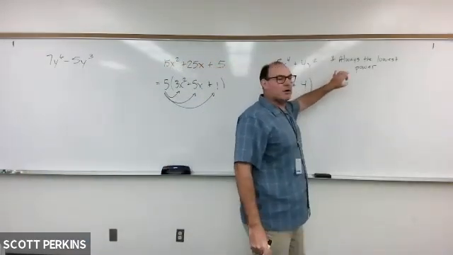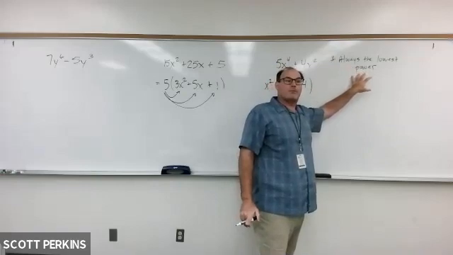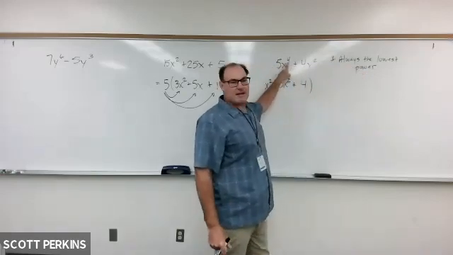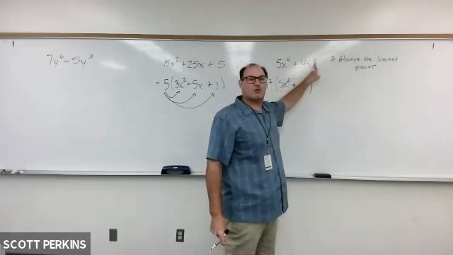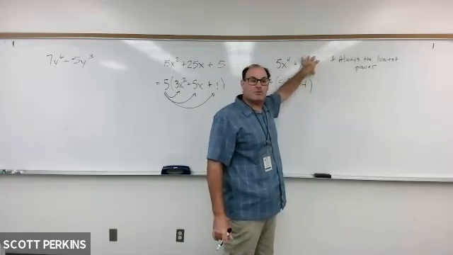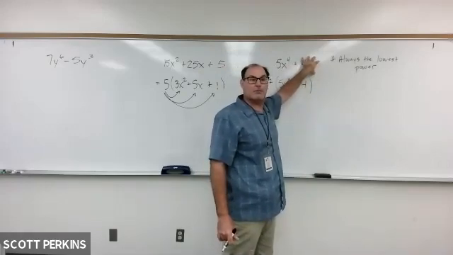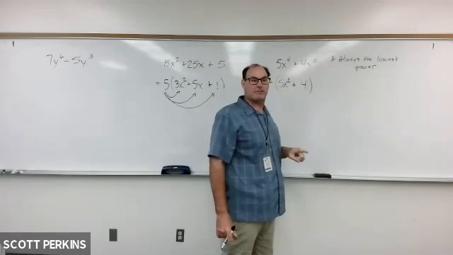The lowest exponent will always be what you factor out. So this has an exponent 4. This has an exponent 2. So I'm going to factor out x squared. That's the lowest power. Does that answer your question?